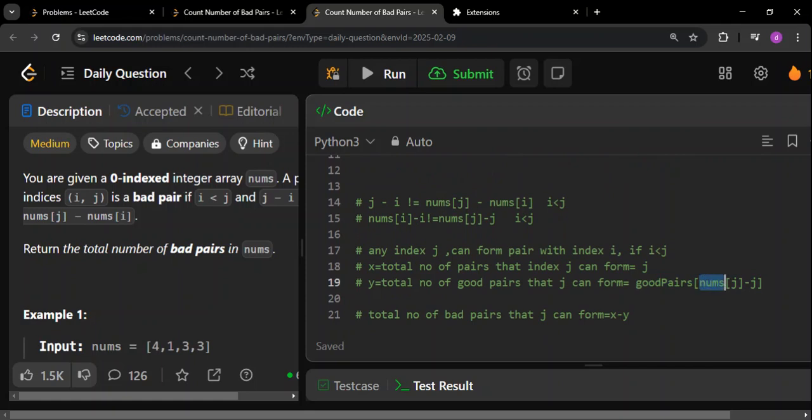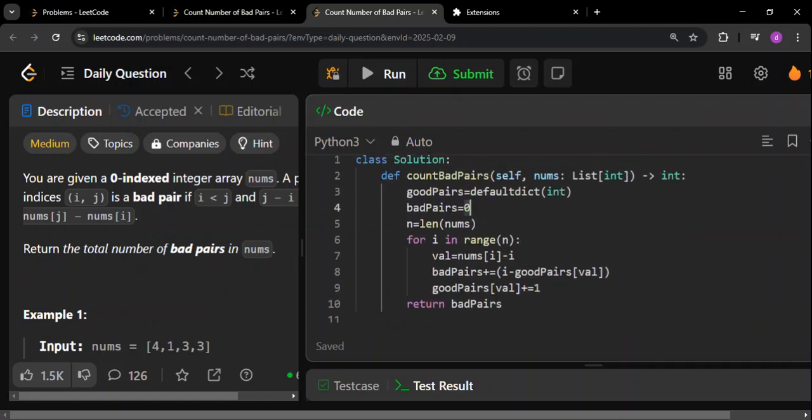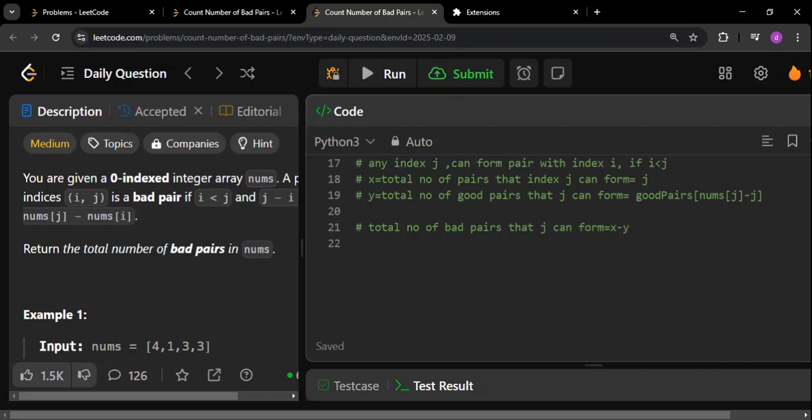Okay, this is the expression. Now we need to know how many times this expression occurred in the past. That is why we are passing this expression as a key in this particular hash map. So that's what we are doing here. This is the total number of pairs, and this is the total number of good pairs.